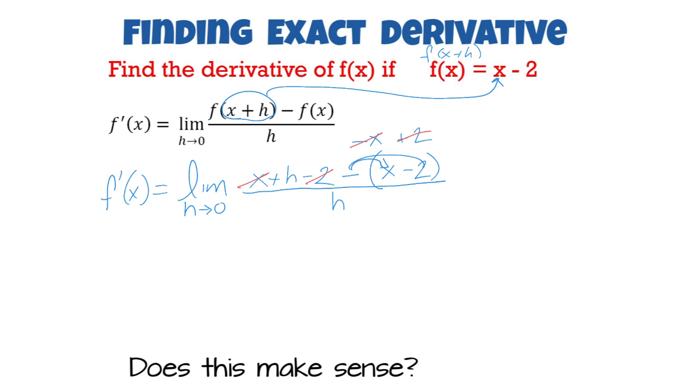Oh, and all that's left is an h over an h. Those would both cancel, that doesn't happen usually, where everything cancels. If everything cancels, all that I have left is a 1 sitting in place of everything. And there's really no longer a limit to evaluate because there's no h left. So in the end, I just have a derivative equal to 1.